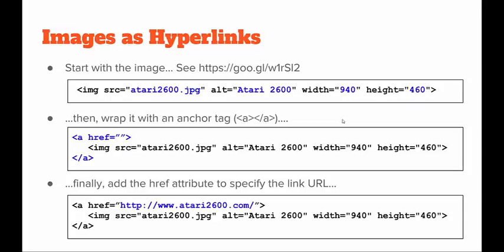But what if we want to use images as hyperlinks, which is another common thing we often see? Well, the first thing you do is start with the image. We use an IMG tag to specify an image we wish to display. Then what we can do is wrap it with an anchor tag, or more appropriately, nest it within an anchor tag. And we add the href attribute to the anchor tag to specify the link URL. By doing this, we're making the image a hyperlink. If the user clicks on it, it will take them to the page www.atari2600.com. The URL of this full-fledged page is available on the screen, so feel free to check it out.